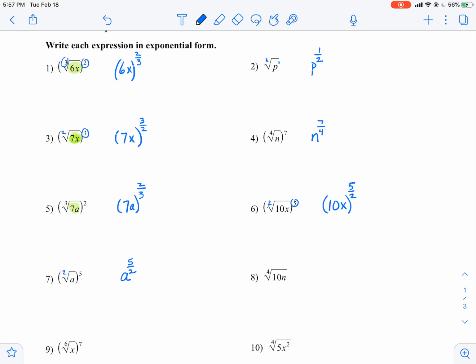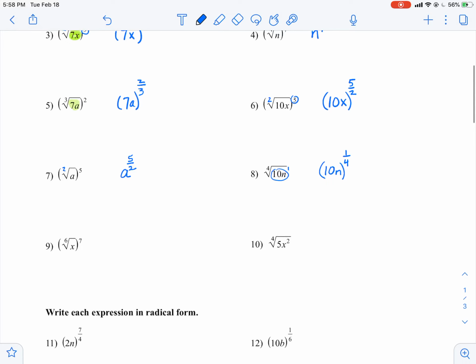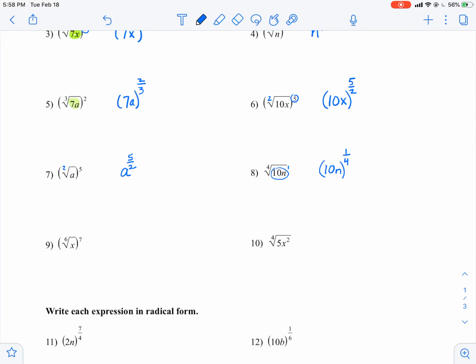Try number 8. Okay, since the 10n is all underneath the radical, I need it in parentheses. Your power here on all of this is to the first power. Okay, so it is 1 over 4. Number 9. Go ahead and try that one. Okay, x is the only thing underneath the radical. My power is 7. My root is 6.